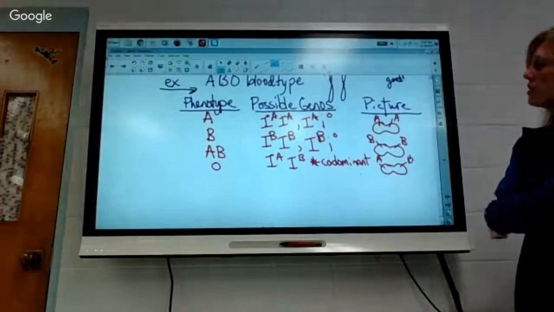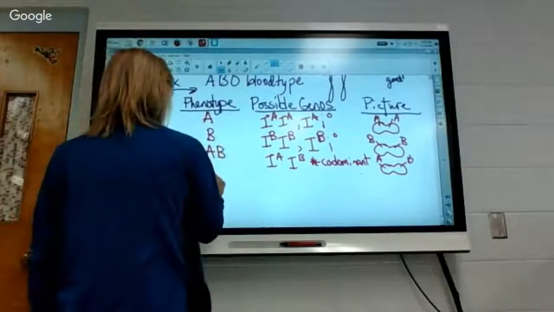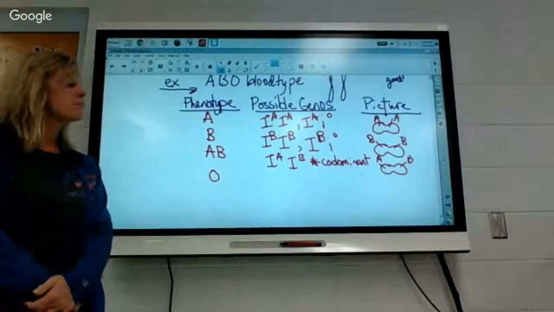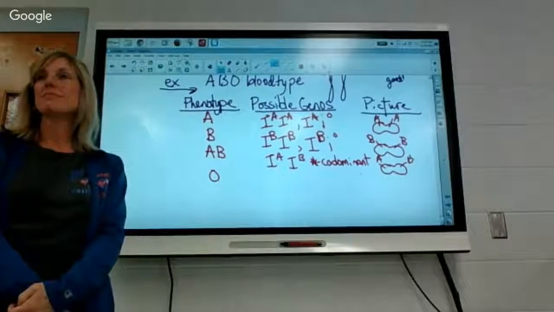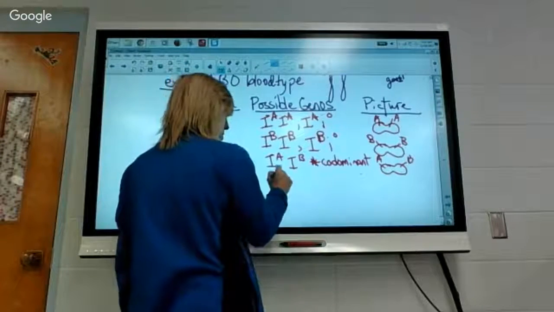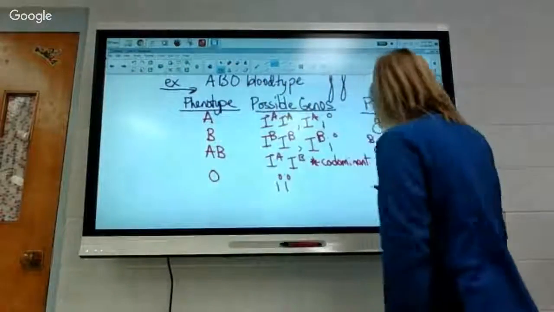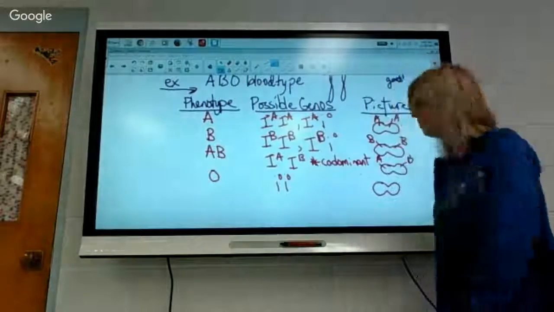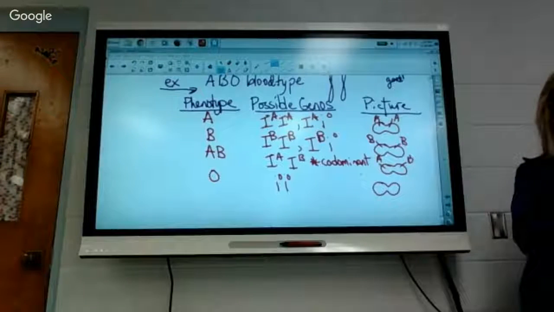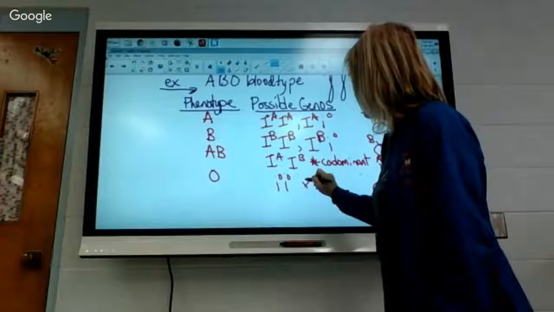All right, so that leaves O. What is the genotype for O? OO, or little i, little i. You can put little baby O's in there. So picture nothing, not one thing. They don't have any of those protein markers. So this one's considered recessive.